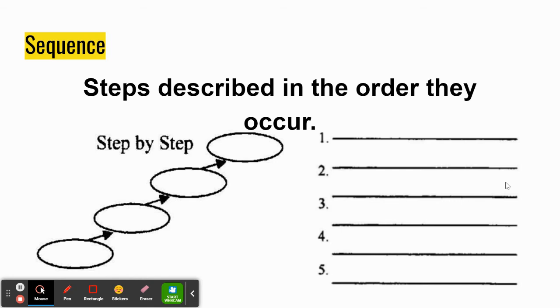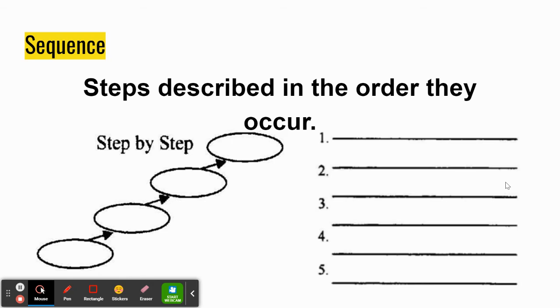And the reason this is different than chronological is because in chronological, time is passing by, okay? So on this date, something happened, and then on this date, something happened. It may even be the same day. Like this morning, something happened, and then later in the day, something happened. But in a sequence text structure, they're literally just telling you how to do something.